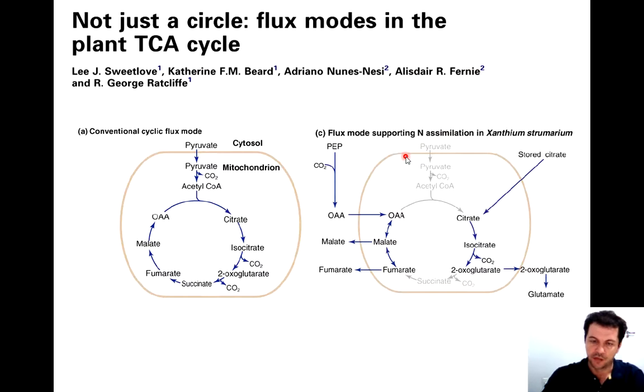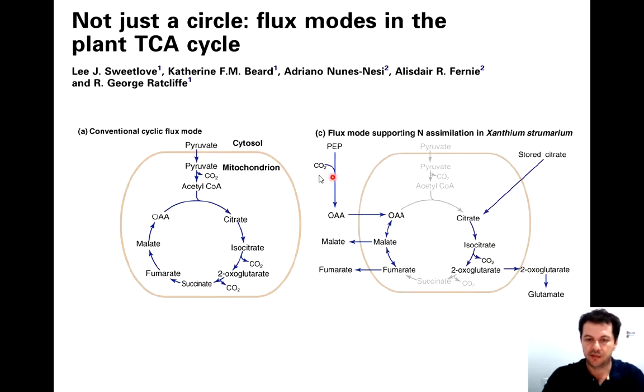Okay, so for example, here we have citrate that has been stored in the vacuole of plants, and then the citrate enters the mitochondria, and then you have the transformation to isocitrate, to oxoglutarate, and then oxoglutarate leaves the mitochondria for the synthesis of glutamate. So here, only part of the TCA cycle is working. Okay, the other part is working for another thing: the PEP that's going to be used to assimilate CO2.